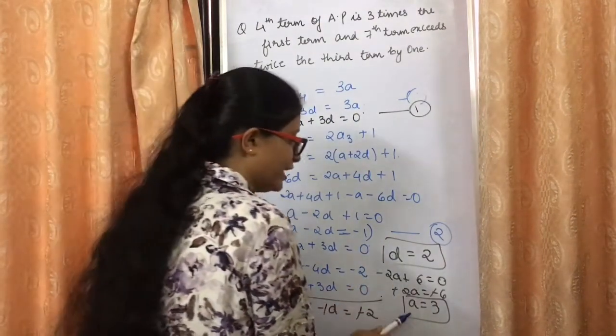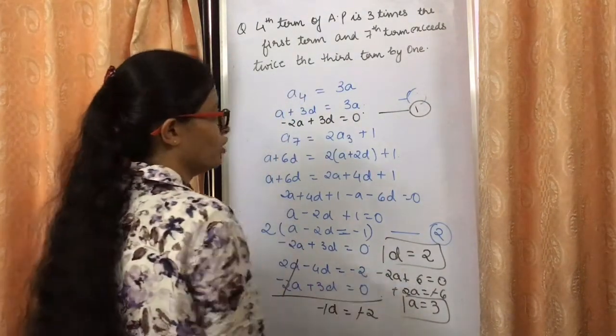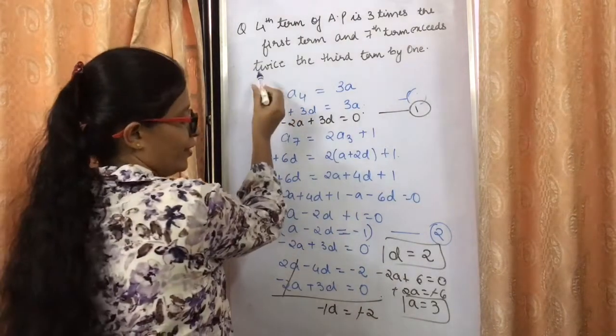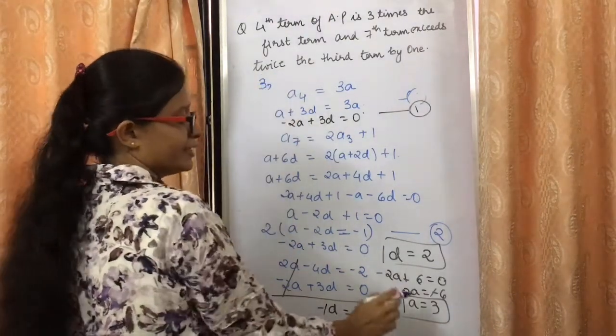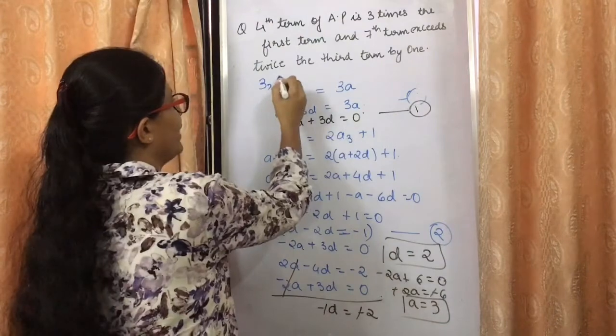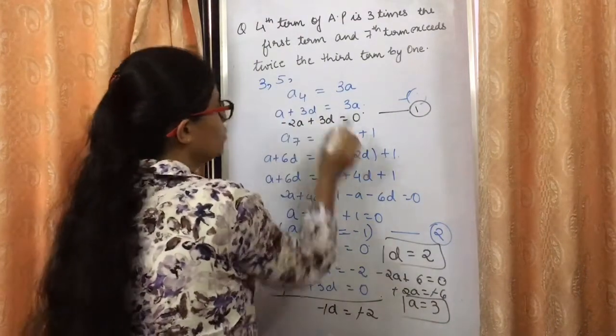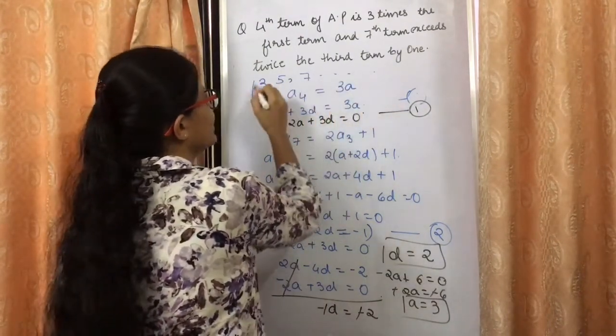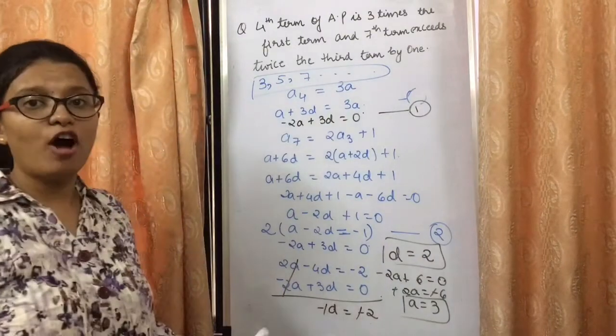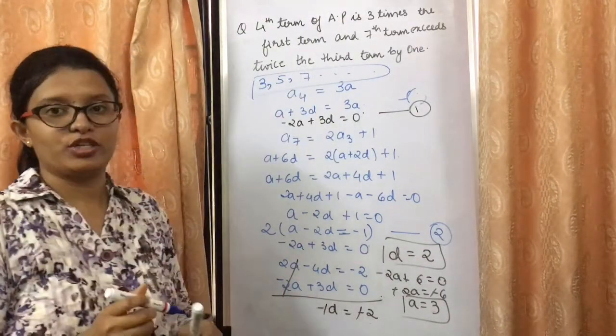So the value for d and a is known. If a and d is known, you can write the AP. The AP will be, first term is 3. Second term will be 3 plus 2, 5. 5 plus 2, 7 and so on. So this is the AP which will be formed after solving the given situations.